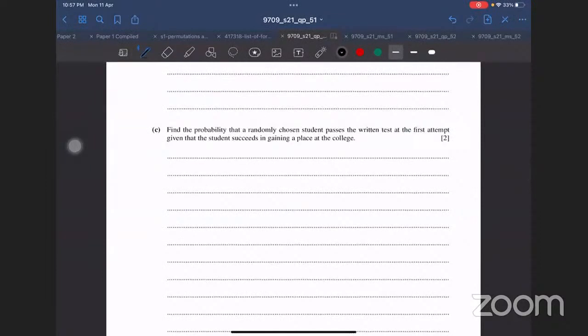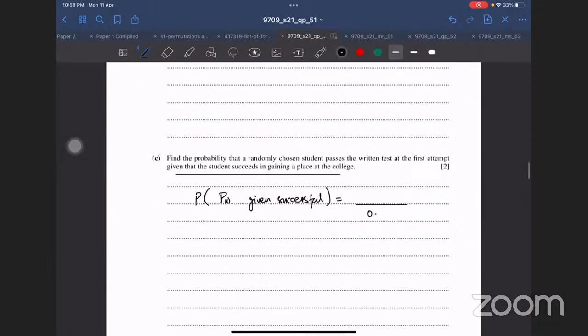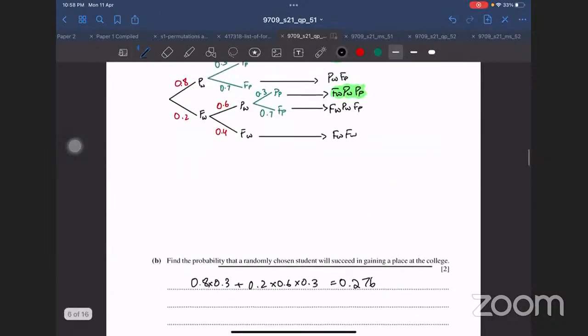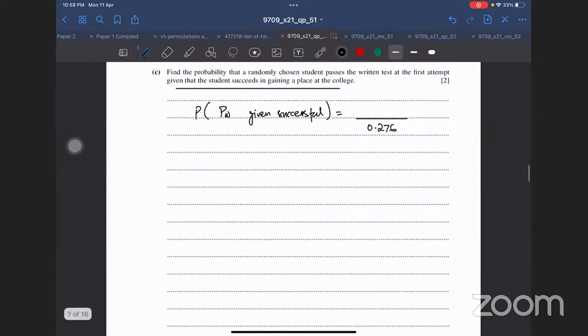This next part says find the probability that a randomly chosen student passes the written test at the first attempt, given that the student succeeds in gaining a place at the college. So, given successful, and it's the written test at the first attempt. So, there must be a PW at the start. So, this will have the probability of whatever I calculated in the denominator, 0.276. And one of the branches that I had in the calculations will appear in the numerator. So, this one that has passing in the first attempt, 0.8 into 0.3.